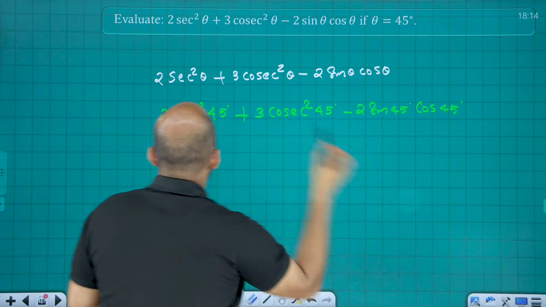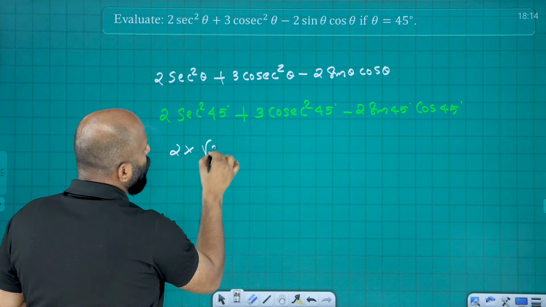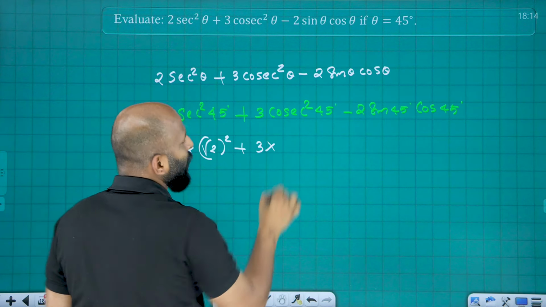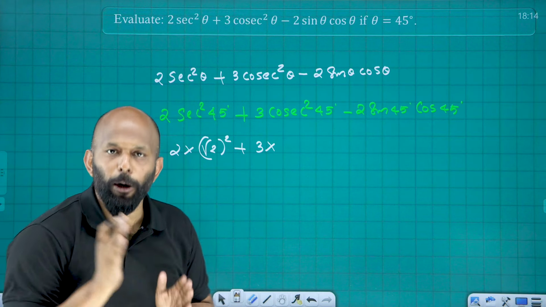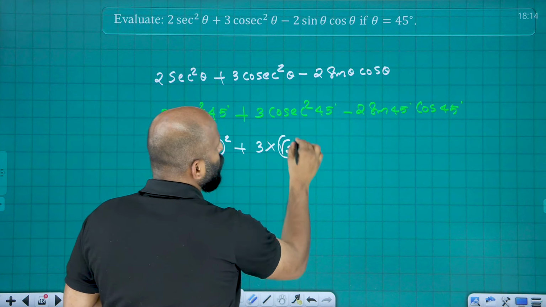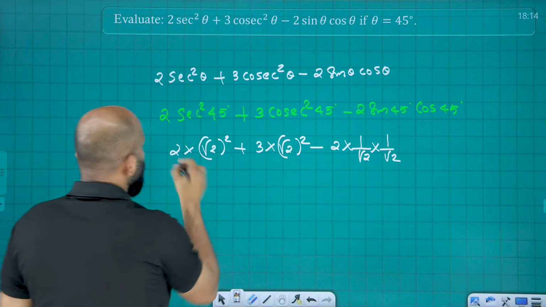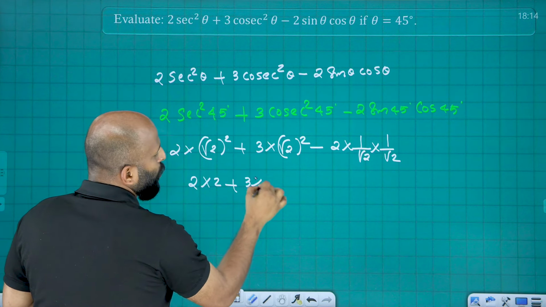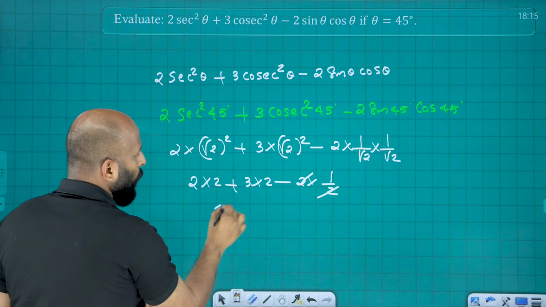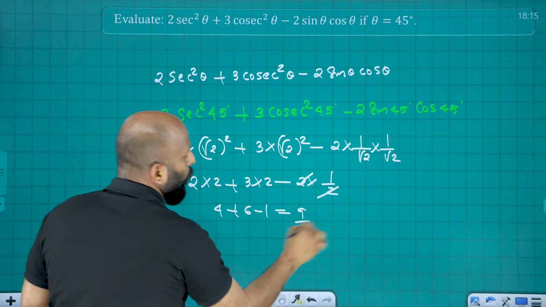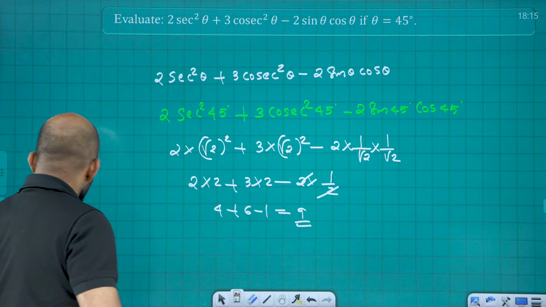Then what is sec square 45? Sec 45 is root 2. So 2 into (root 2) whole square plus 3 into cosec 45, that is also root 2, because sin 45 is 1 by root 2 and cosec is the reciprocal of sin, therefore (root 2) square, minus 2 into 1 by root 2 into 1 by root 2. That is 2 into 2 plus 3 into 2, since (root 2) square is 2, minus 2 into root 2 into 1 by 2. So getting cancelled, this will become 4 plus 6 minus 1, that is equal to 9, our required answer. Hope all of you understood. Now we can move to the next one, my dears.